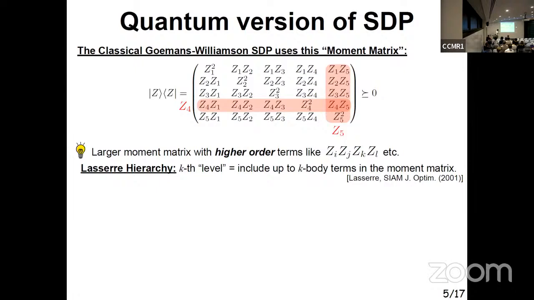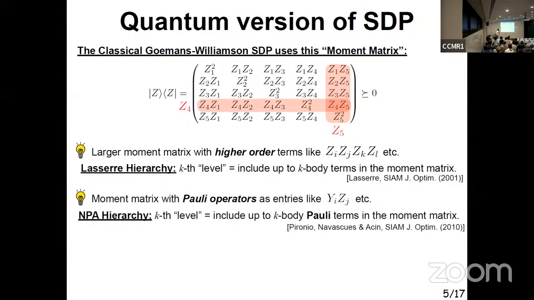Basically, if you contain all the moments up to the kth degree, or k-body terms, that's called the kth level of the Lasserre hierarchy. In this case, because we only have one-body terms as the labelings of rows and columns, it's the level 1 Lasserre hierarchy. People have been thinking about the quantum version of this. Basically, you regard these labels, Z_i's, as the Pauli Z_i's, and we're going to have rows and columns also corresponding to X's and Y's. That's going to be level 1.